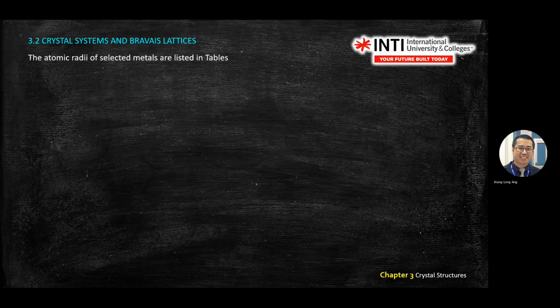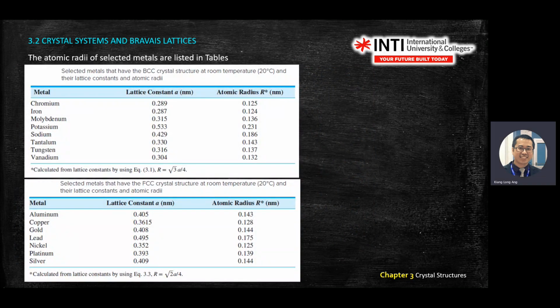Okay, so this table will list out. You'll see this table in your test and final exam. You see metals, lattice constant A and radius. So it tells you, for example, for this material, the lattice constant A. What is lattice constant A? This is called A, and so on. This is the lattice constant. And because it's a simple cubic, we know that A equals B equals C. So all these are the same.